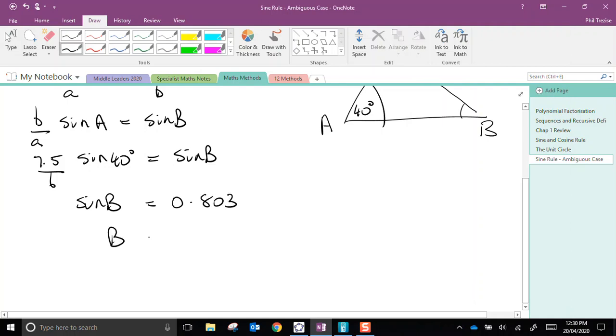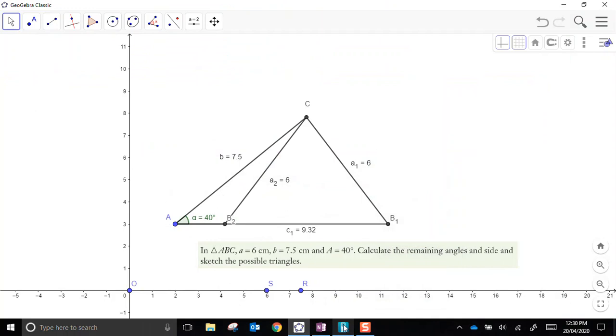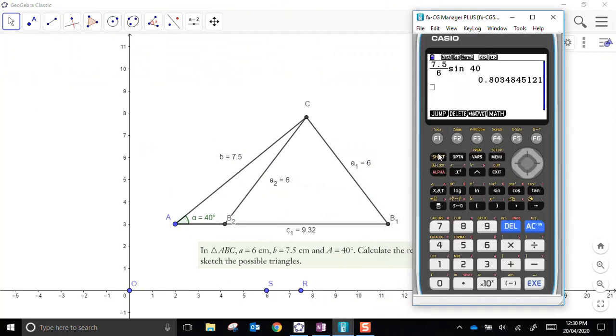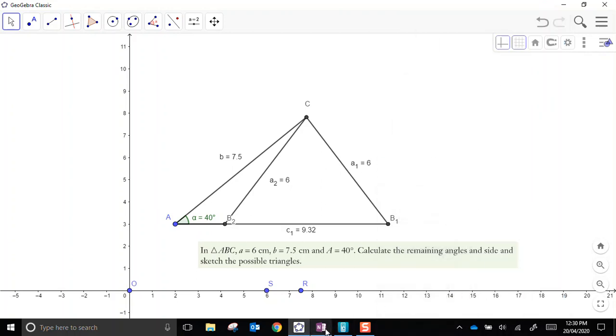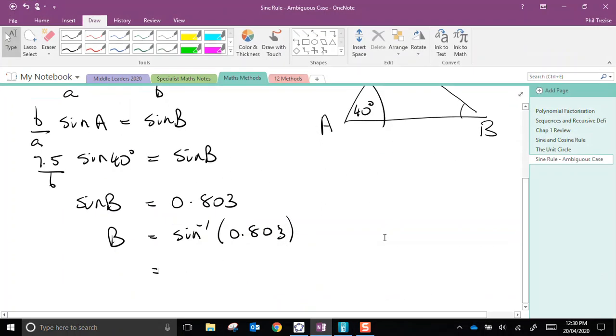Of course, we need to take the inverse sine, or the arc sine, of 0.803. Let's see what the calculator gives us. There it is. I want the inverse sine of the previous answer, and I get 53 point, I'll round that to 53.5 degrees. Now that's not the only possible answer.